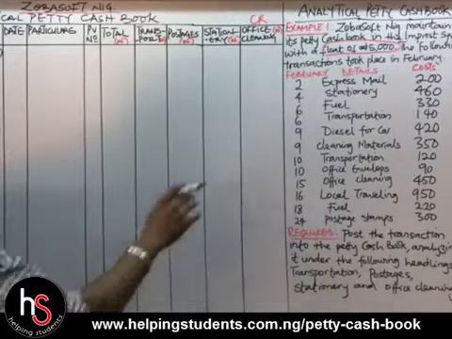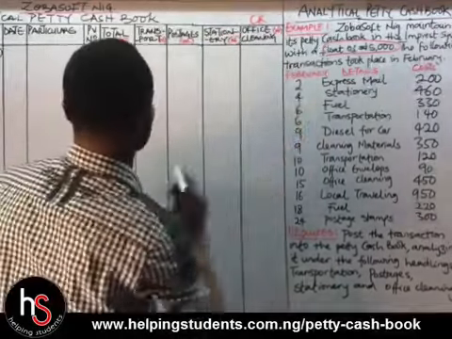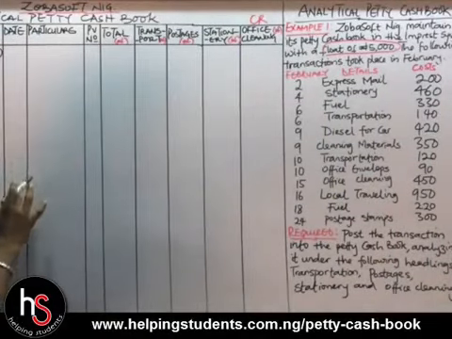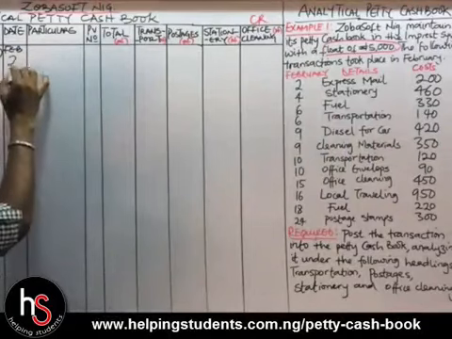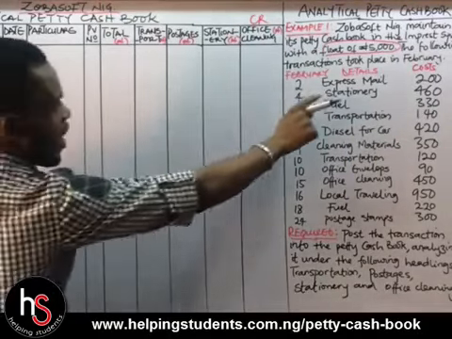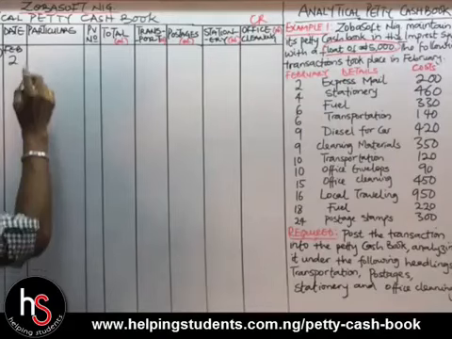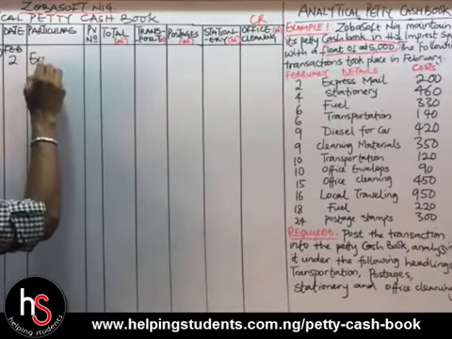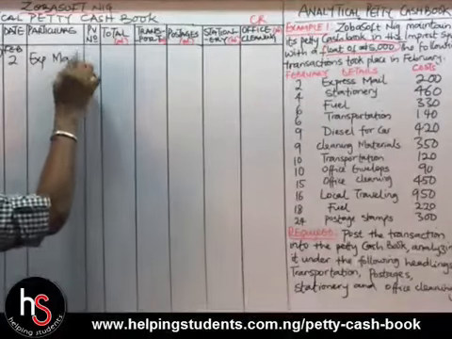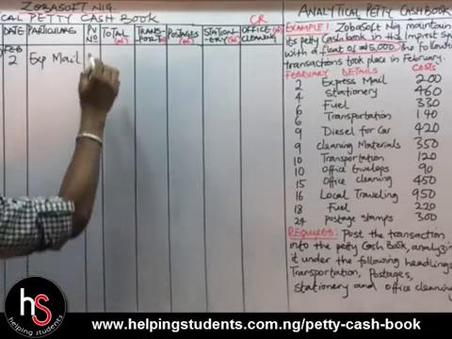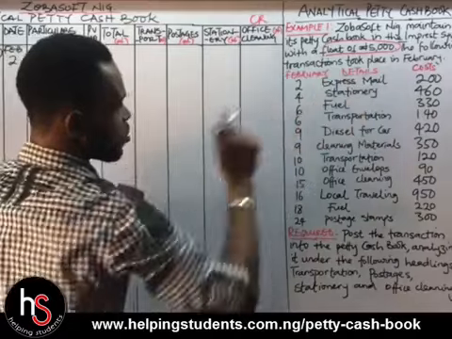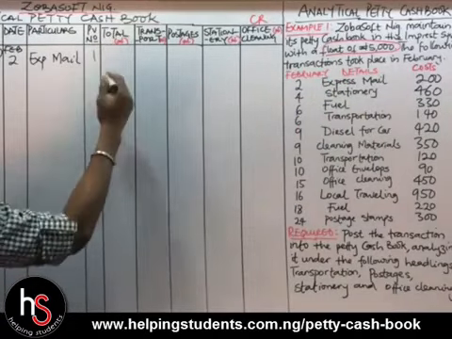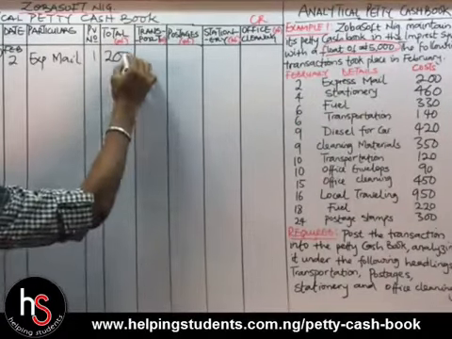So what we do now, February 2nd, we have express mail. So you come down to the dates. Remember, it's February, right? 2nd. So this is the 2nd of February. Express mail. So under the particulars, we'll write what? Express mail. Now the PV number will be 1. Total, how much do we have there as the cost? 200. So under the total, we have 200 here.